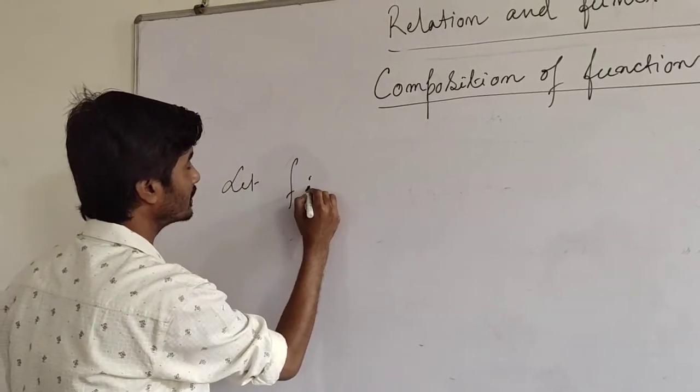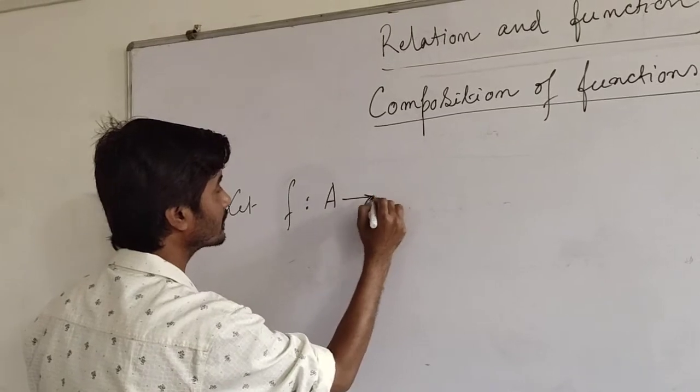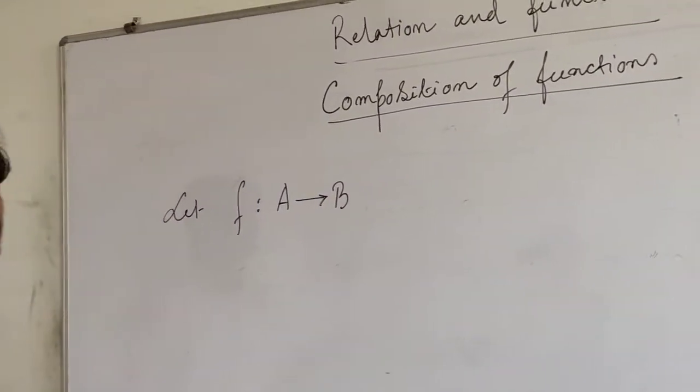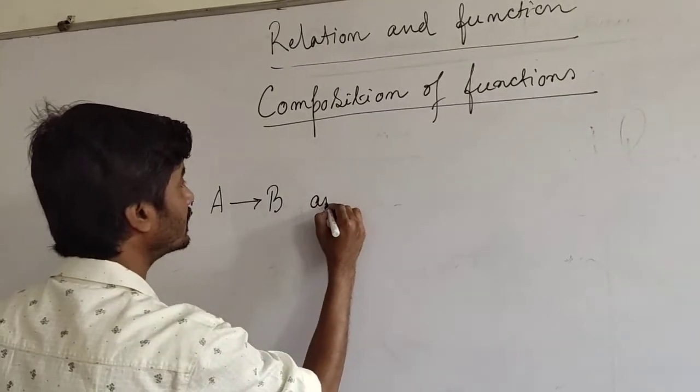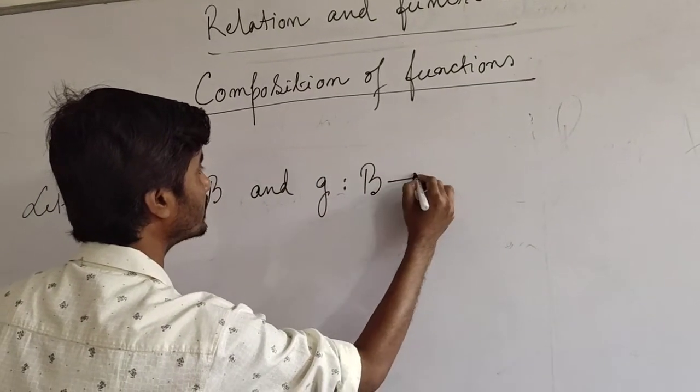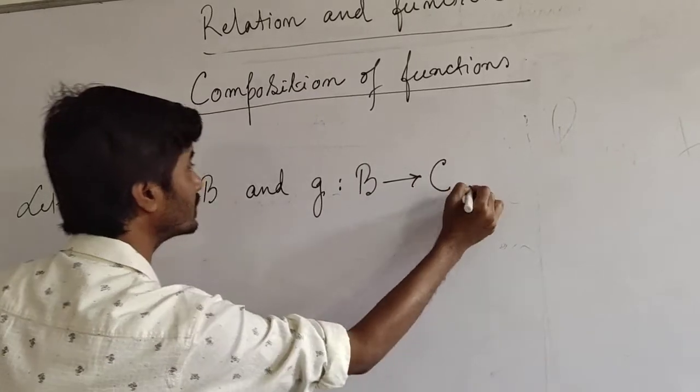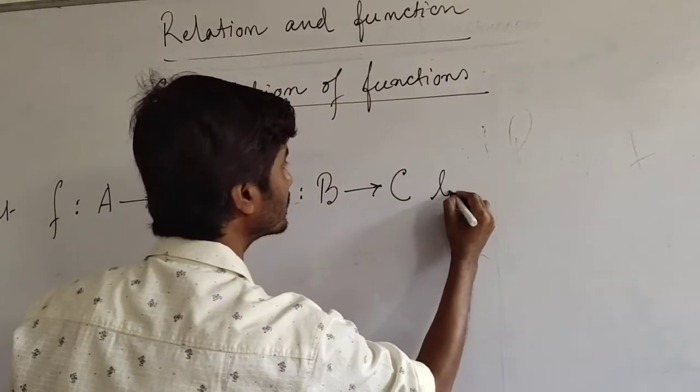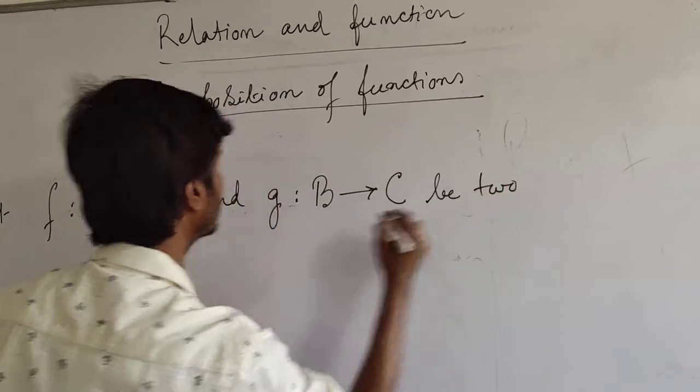Let f be a function from set A to set B and z be another function from set B to set C. Two functions.